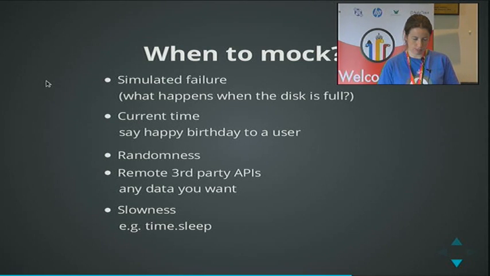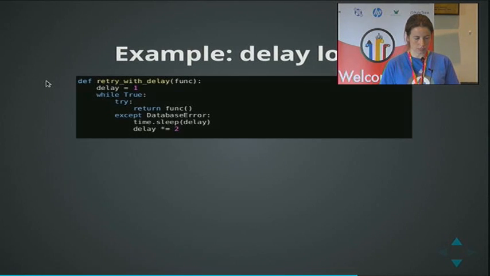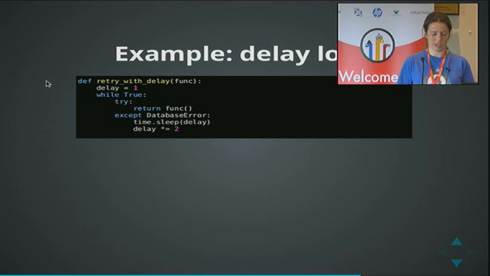So if you've got any enforced slowness in your code, like calls to time.sleep, I find that's really useful too. So here I've got an example of a delay loop. It iterates around and tries to call a function, and if an exception is thrown, it will delay for a second and then carry on and try again.